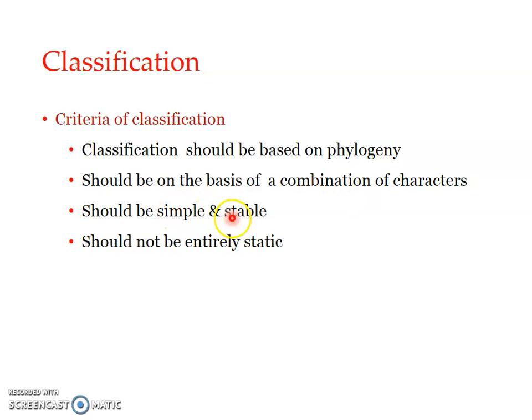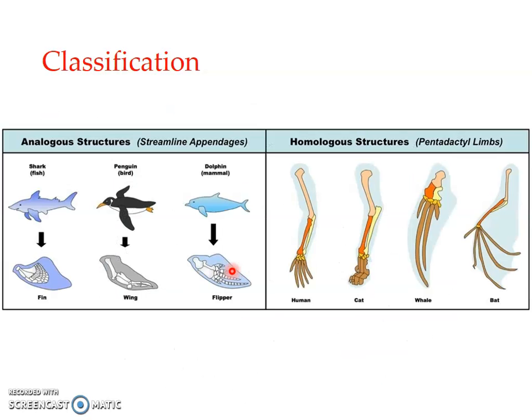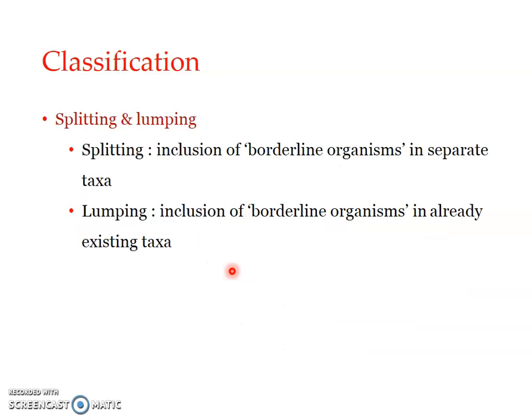It should be simple and stable so that it can be understandable by anyone, and based upon new additions, new discoveries, and new information from deeper studies of already existing species, the classification must be modified. It should not be entirely static. Okay, so these are the few criteria upon which the classification has to be made.